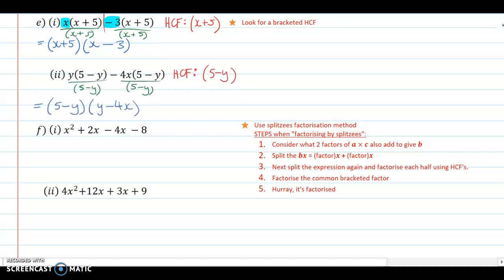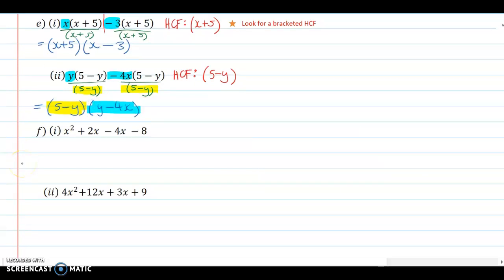Alrighty, how'd you go? Hopefully, you spotted the bracketed factor of 5 minus y and decided that's what you're going to divide out the front. So you divide both those terms by 5 minus y, that bracketed factor. Remember that pops out the front, and what I'm left with after I've divided those terms is y on the left-hand term, and negative 4x as part of the right-hand term. So I leave that remainder in my brackets down the bottom here.